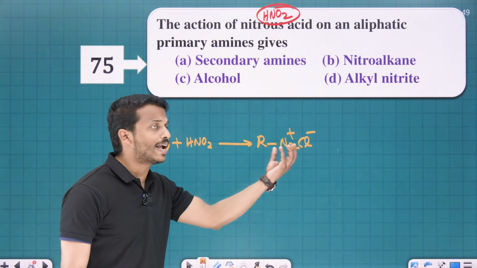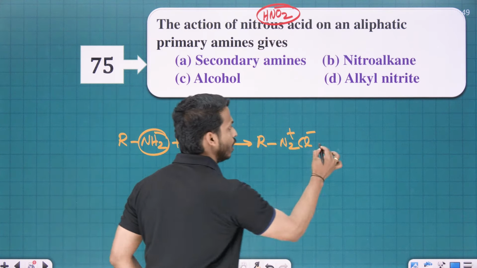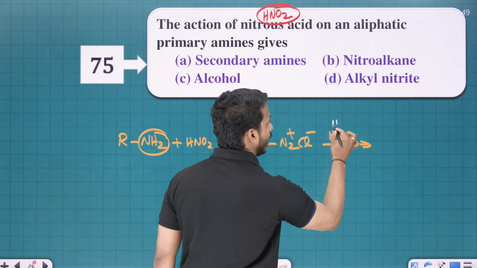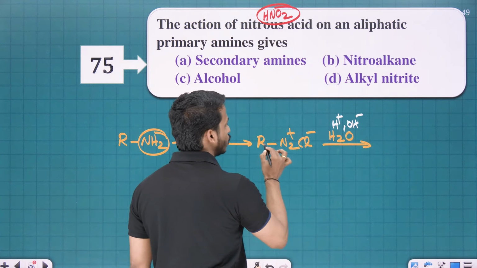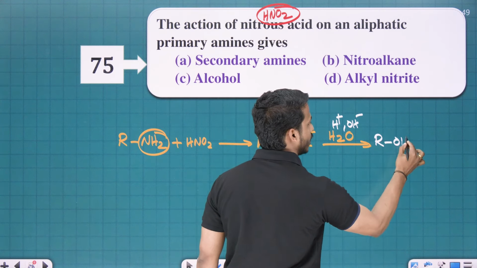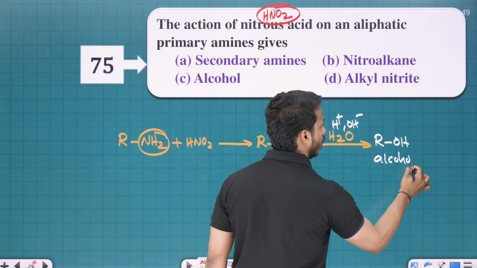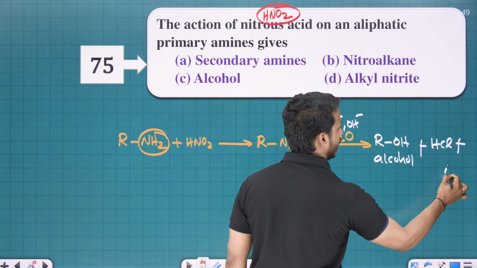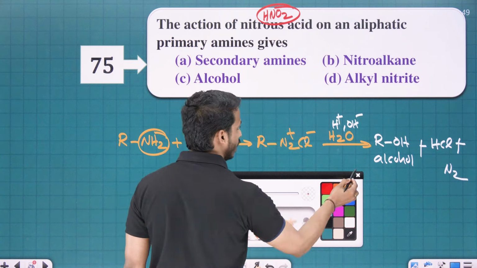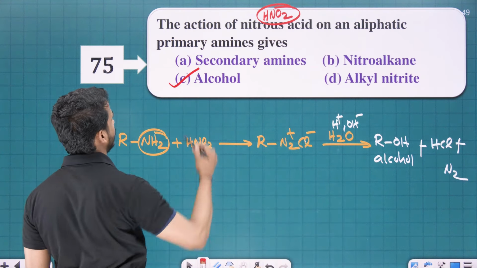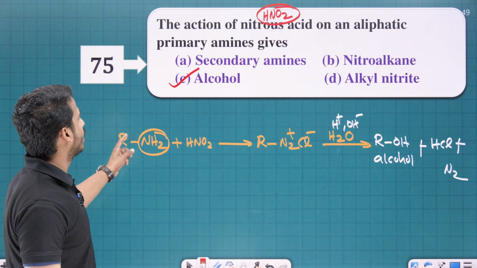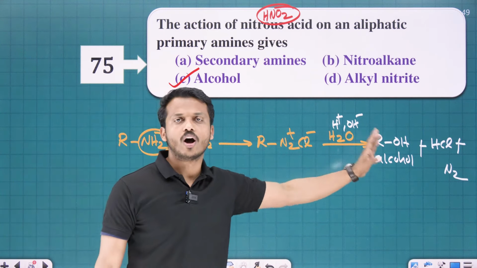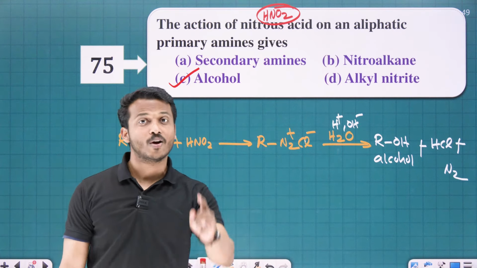We know alkyl diazonium salt is highly unstable. So immediately it reacts with the water in the medium. You know, H2O contains H plus and OH minus. So R combined with OH, you get ROH as the main product. What is this? Alcohol plus H plus Cl minus, you get HCl, plus nitrogen gas comes out. So overall we are getting alcohol. Where is alcohol? Option C. So when a primary amine reacts with nitrous acid, it ends up as alcohol. So alcohol will be the final product.